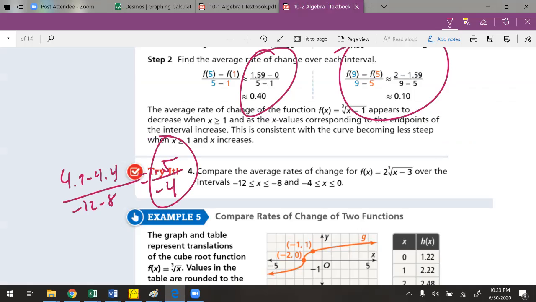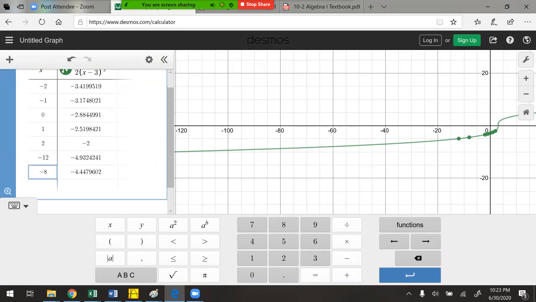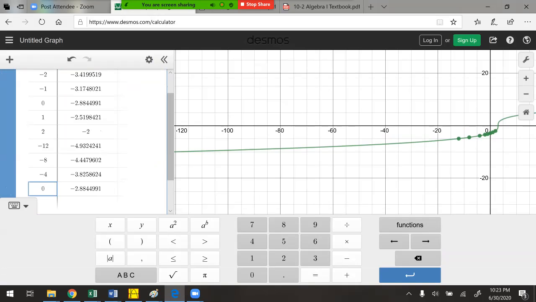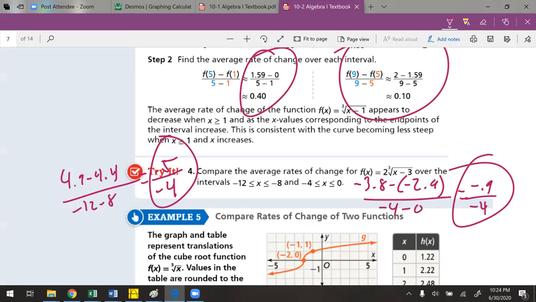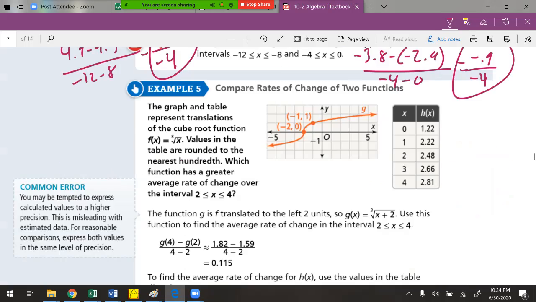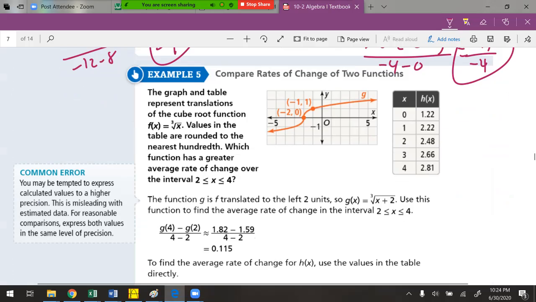So there we go. Let's do -4 and 0. Here we go. All right, -4, 0. There we go. So it's -3.8, -2.9. Let's do that. So minus parentheses -2.9 over -4 minus 0. That is going to be positive 2.9, so it's going to be -0.9 over -4. So it's actually bigger because two negatives will make a positive. Do the same thing with this last one. Basically comparing average rate of changes based on the given function, that's it.